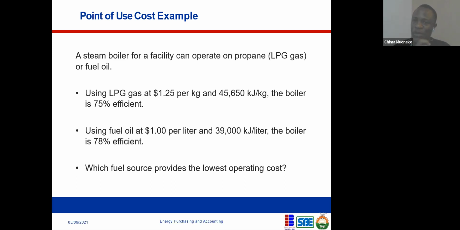If you're using LPG, it has 75% efficiency, right? Alternatively, you can use fuel oil. Now, if you're using fuel oil, the fuel oil is cheaper, $1 per liter. And then the energy content per liter is 35,039 kilojoule. Now, the boiler is 78% efficient. Now, the question is, which fuel source provides the lowest operating cost for this client? Do we understand the question?